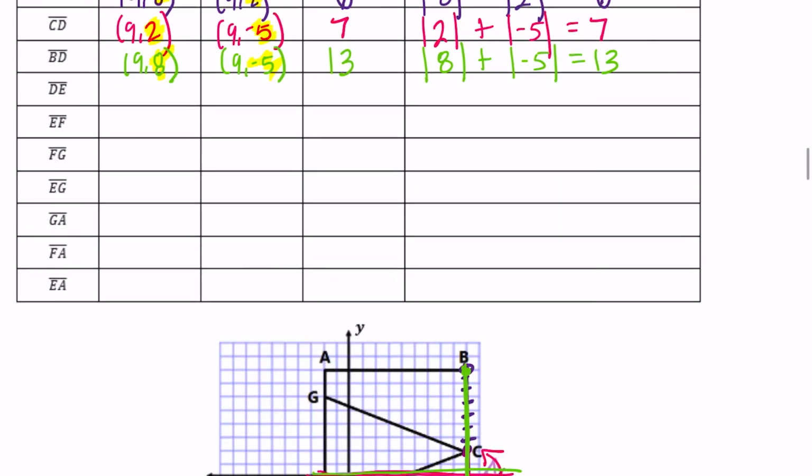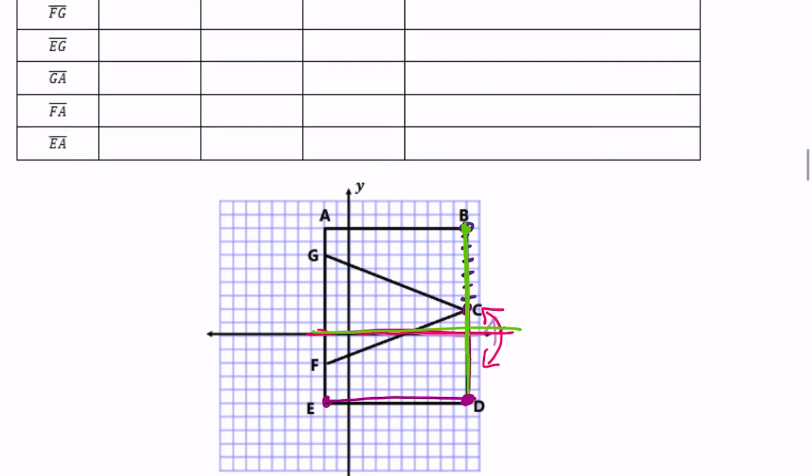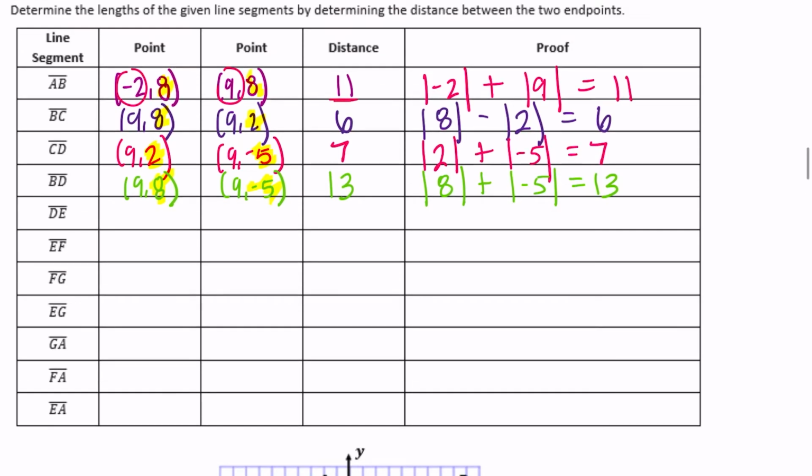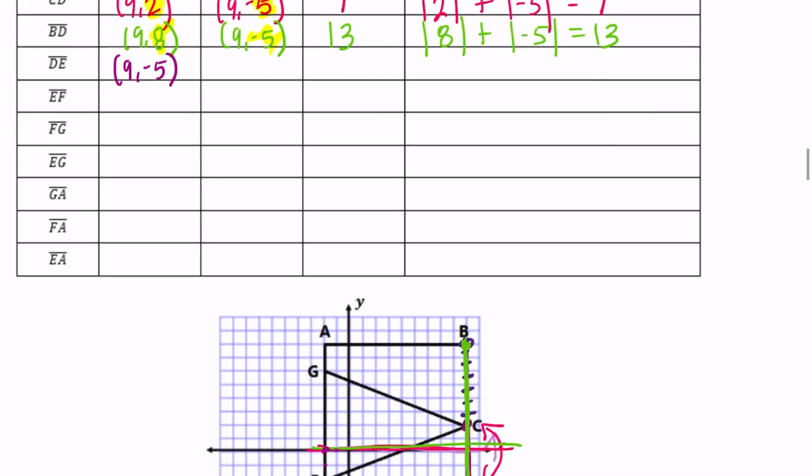All right, DE. So here we have DE. So the coordinate for D is 9, negative 5. And E is, let's see, negative 2, and then 1, 2, 3, 4, 5. Negative 2, negative 5.